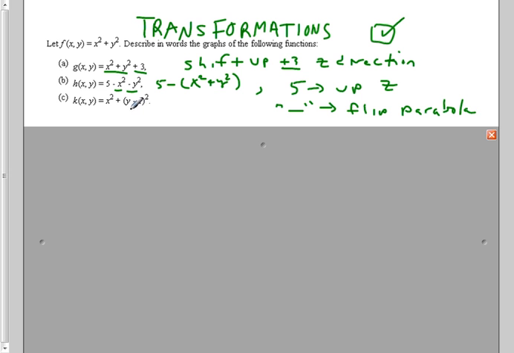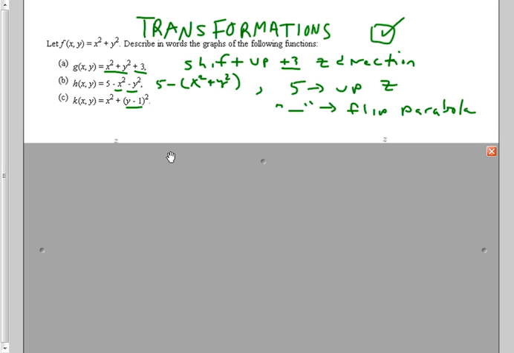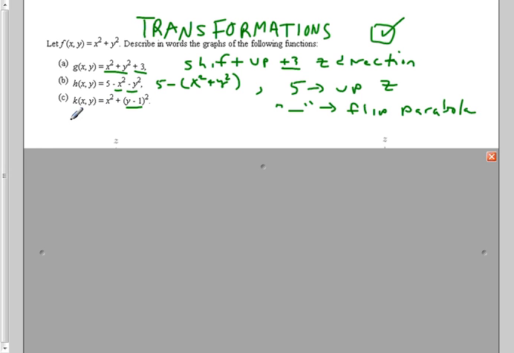And lastly, we've got this minus 1 inside, y minus 1 squared. What's that going to do? Well, it's going to shift positive 1 in the y direction.